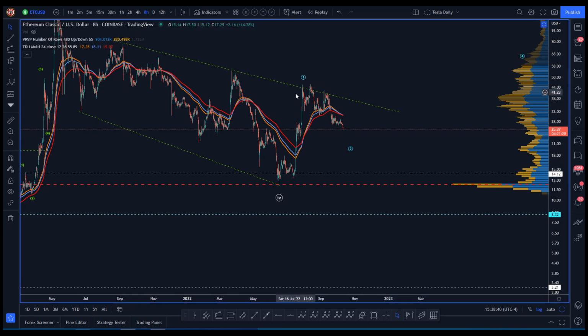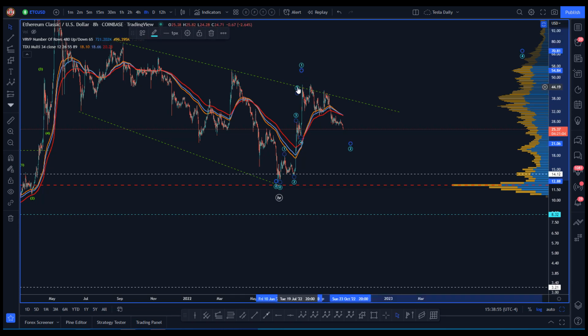You might do it here. A, B, 1, 2, 3, 4, 5. Well, let's count it here. So it looks like you've got a 1, 2. Now you could go 1, 2, 3, 4, 5. I think the finish would be cleaner if we do it this way.